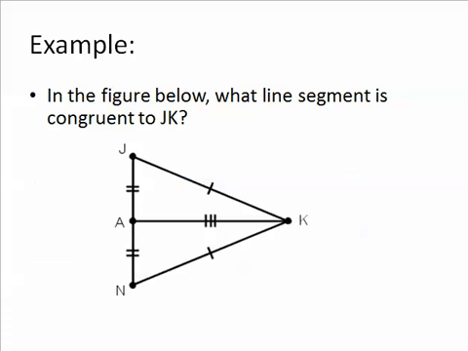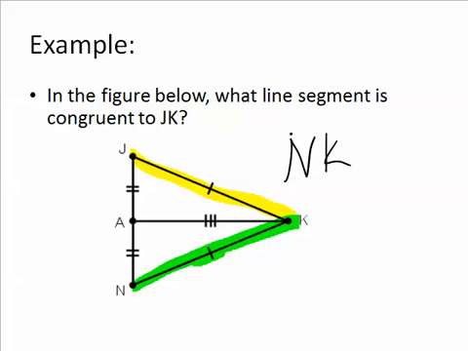Let's look at an example of this. It says, in the figure below, what line segment is congruent to JK? So we're going to look at JK. There's JK. JK has 1 tick mark. So then I look and find the other segment with one tick mark, and that one has to be congruent because it has the same tick mark. Your answer would be line segment NK, or KN, either way you say it, it's still the same line.